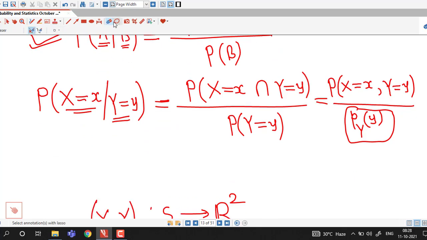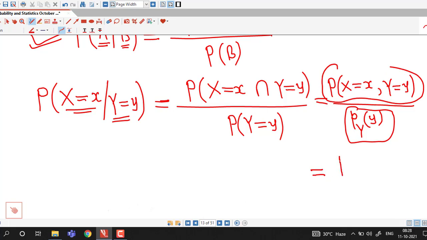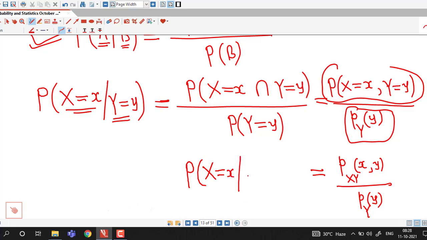Now if we consider probability that X equal to small x, Y equal to small y, this is nothing but the value of joint probability mass function of two-dimensional random variable XY at point (x, y), divided by the value of marginal probability mass function of random variable Y. So we obtain that probability of the event X equal to x given that Y equal to y is equal to the division of joint probability mass function at point (x, y) and marginal probability mass function of random variable Y at point y, provided this value is positive.